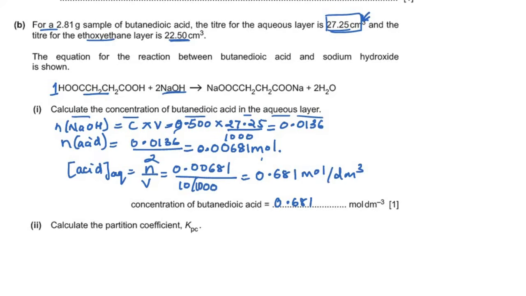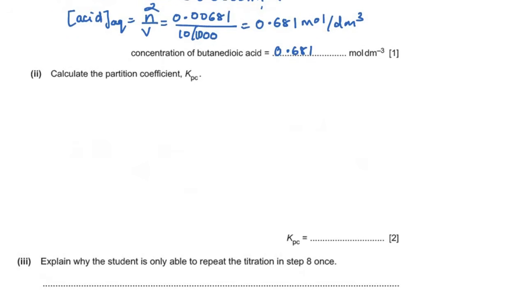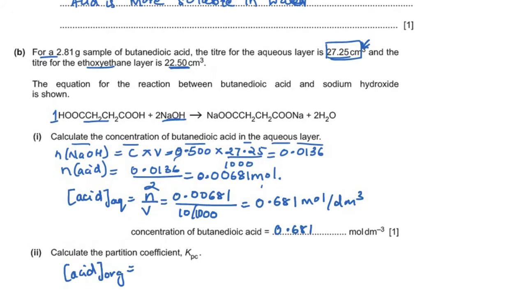Now the next question says calculate the partition coefficient KPC. For that we need the concentration of butanedioic acid in the organic layer also, that is the ethoxyethane layer. And for that we need to calculate the concentration of acid in the organic layer, and we need to calculate the moles first. So for the calculation of the moles, we'll directly write the volume. What is the volume which we had used for the NaOH? The volume is 22.50, the volume of NaOH required during the titration.